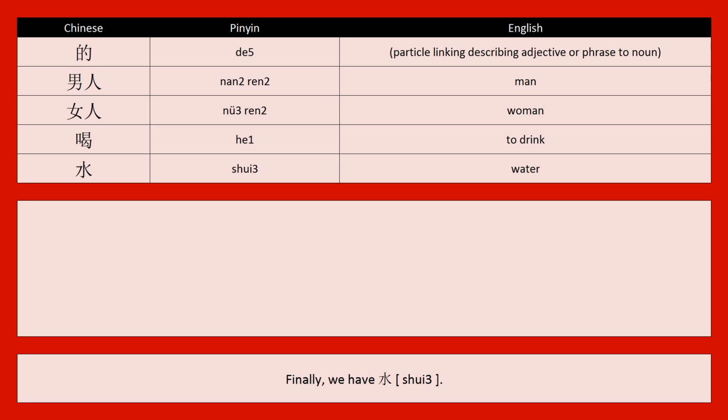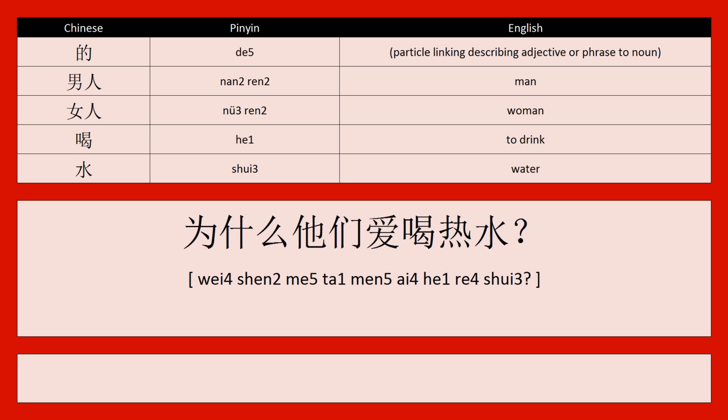Finally, we have 水. This is the noun water. The pinyin is shui and it's the third tone. Our 7th translation. 为什么他们爱喝热水？Why do they love to drink hot water?